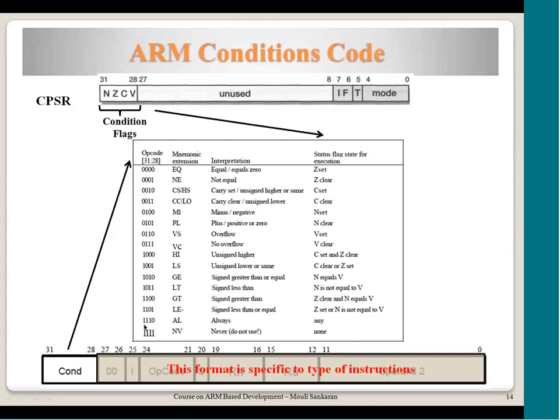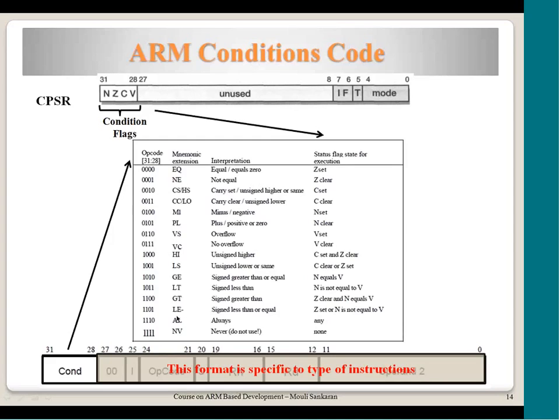Assume that you have used one of the others, maybe the LE option, ADDLE. It will get executed only when this condition is true: either the zero flag is set or N is not equal to V. The negative flag is not equal to the overflow flag, they are not the same, then this instruction will be executed. Similarly, there are many ways you could say that a particular instruction has to be executed or not.